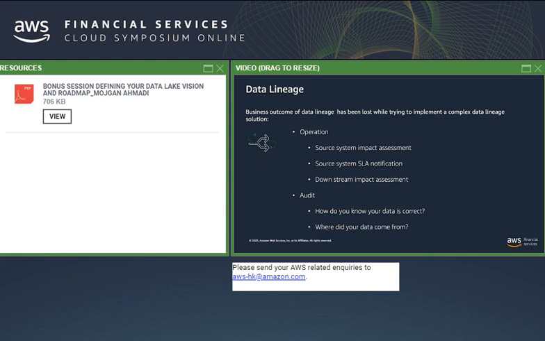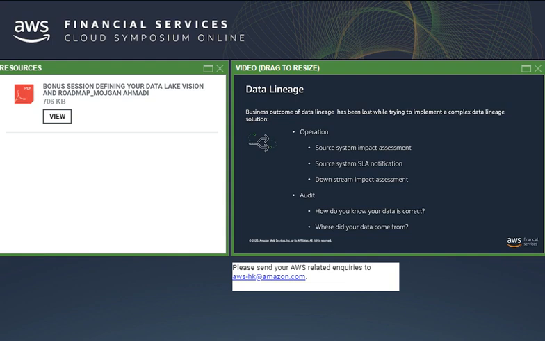While we were all trying to implement a complex data lineage solution throughout the past several years, it feels like the outcome and objective of data lineage got lost. Data lineage started because of two high-level categories. On the operations side, it was very hard to figure out, if we change a source system, what would be the downstream impact? If we don't get a source system's SLA, and there is a notification for that, what would happen to the downstream? Those are operational data lineage requirements.